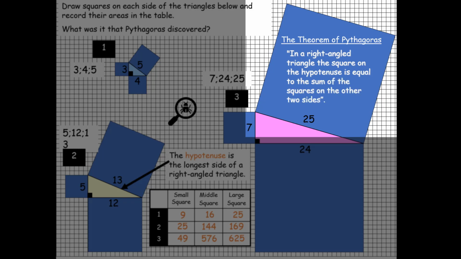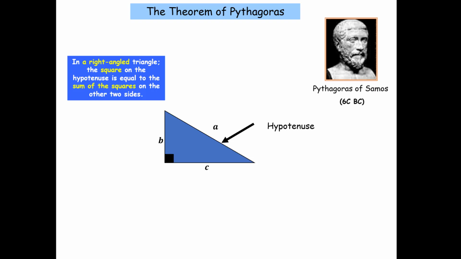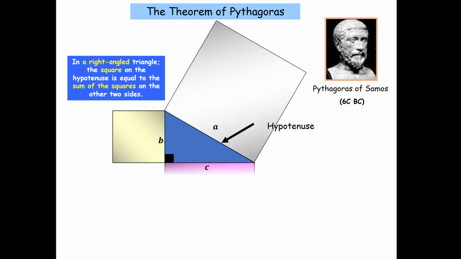The theorem of Pythagoras says, in a right-angled triangle, the square on the hypotenuse is equal to the sum of the squares on the other two sides. You must be able to say this in words, using a diagram and a formula. So in a right-angled triangle, the square on the hypotenuse is equal to the sum of the squares on the other two sides.